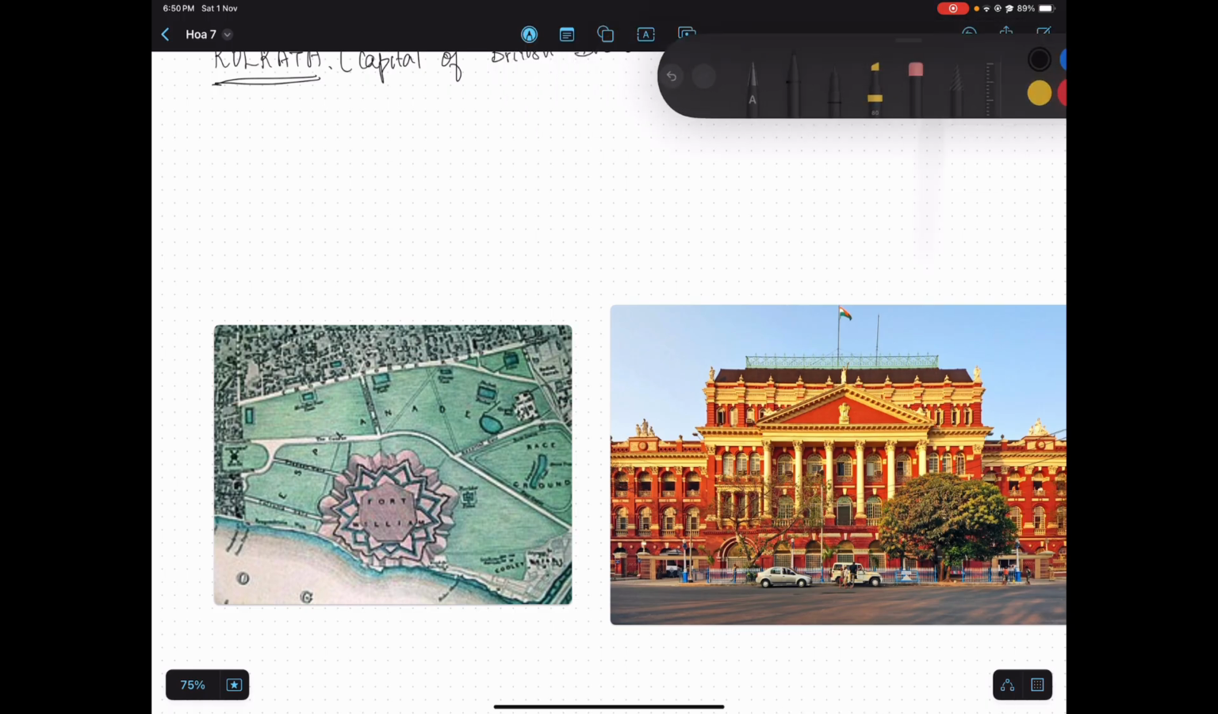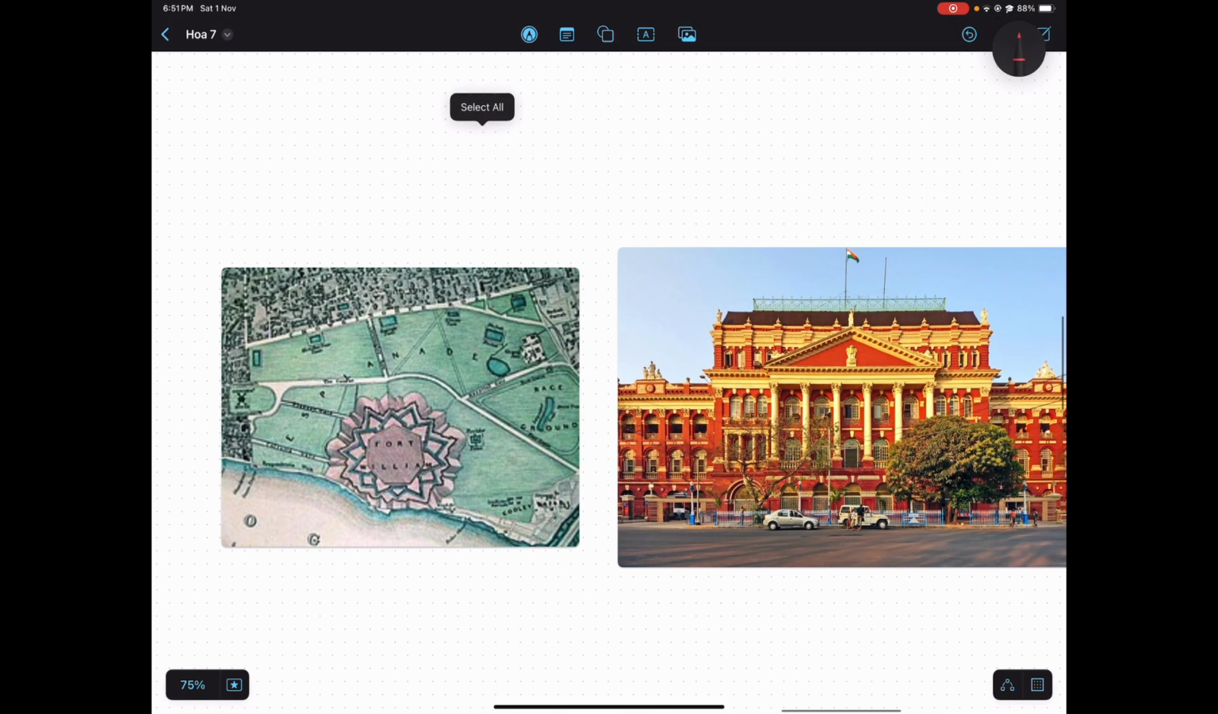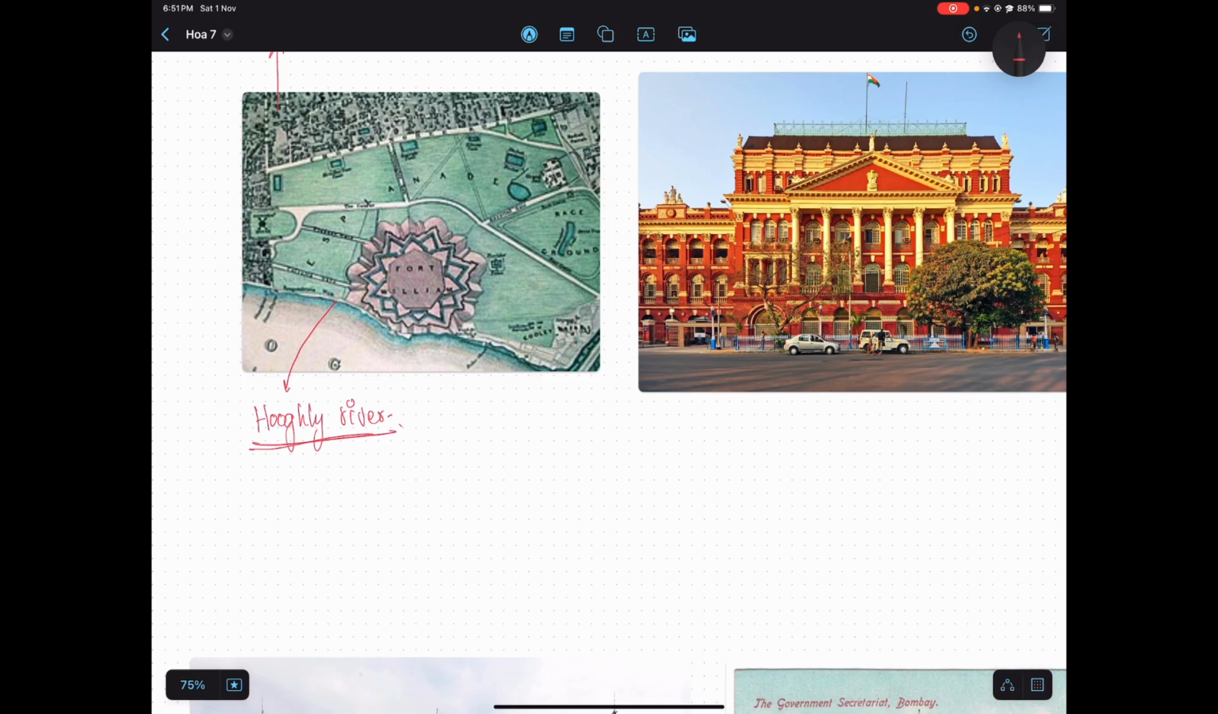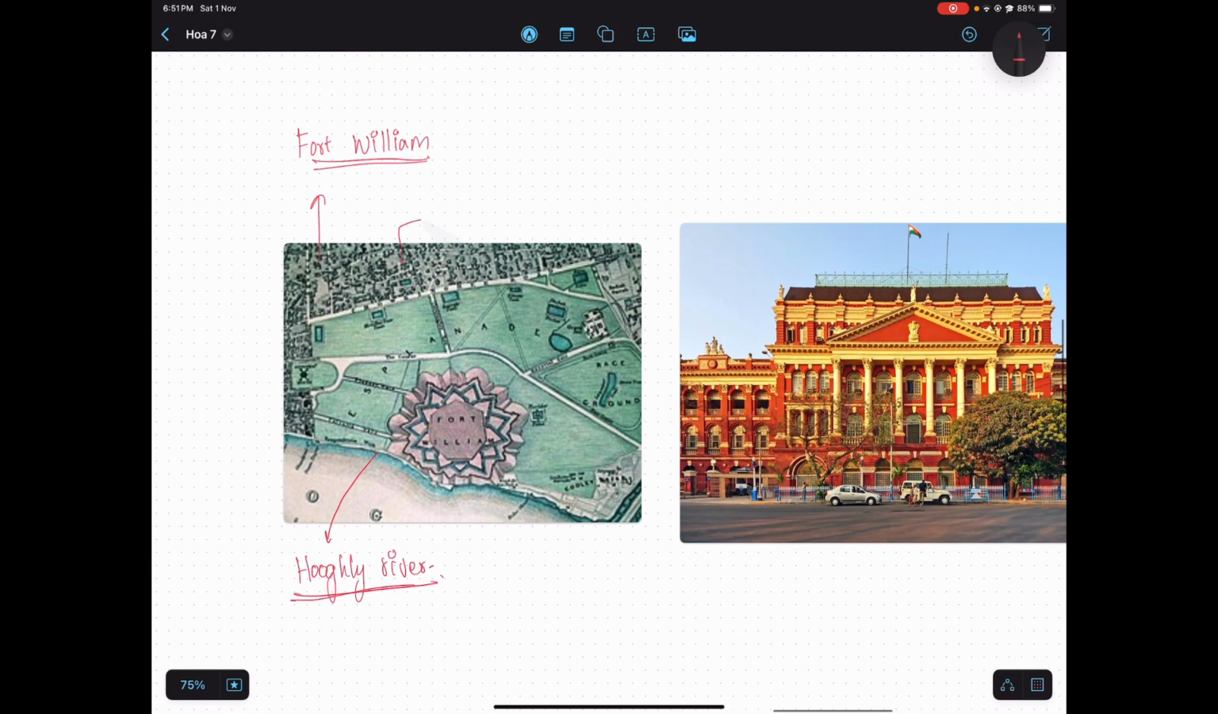And after they gained power, they built Fort William. And this was built along the Hooghly River, and you can see that it had a weird star shaped plan.